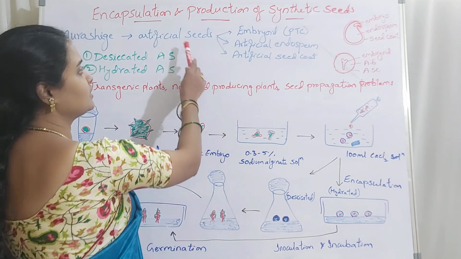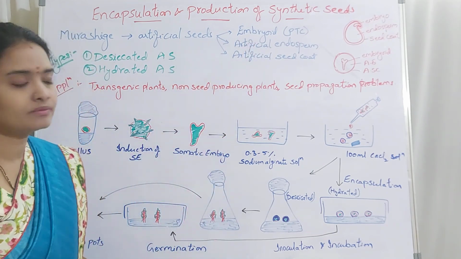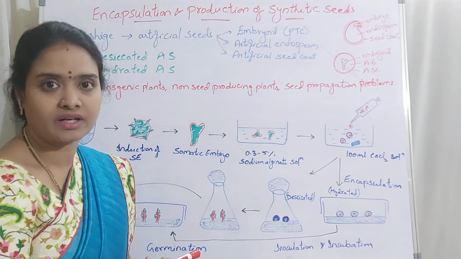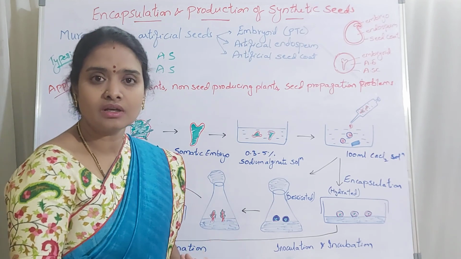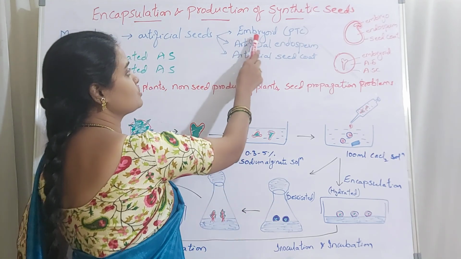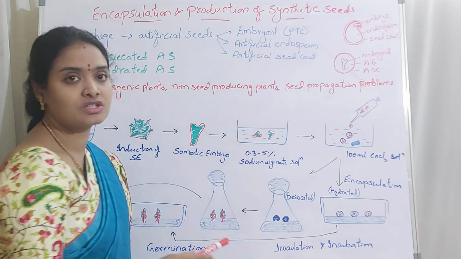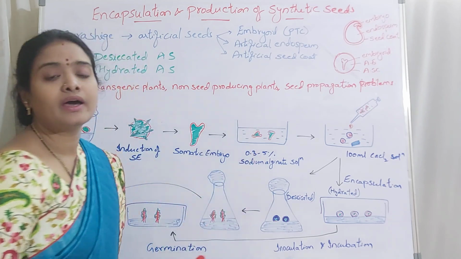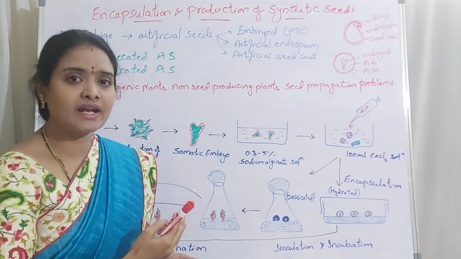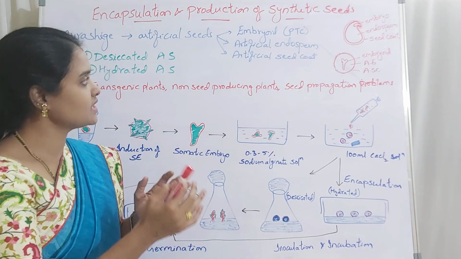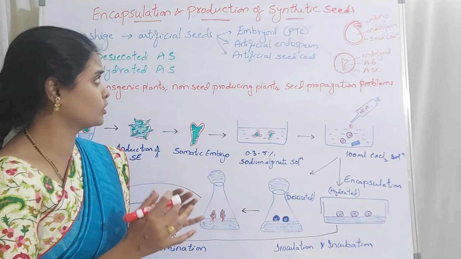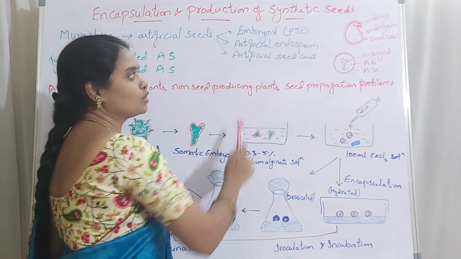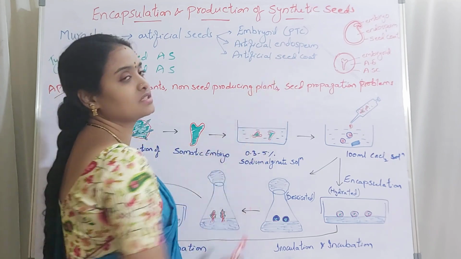Artificial seed mainly consists of embryoid, which is produced by using plant tissue culture. In the last class we have discussed that, right? How you are going to produce or culture the embryos. Okay, so after producing the embryo by using plant tissue culture techniques, these are encapsulated or entrapped with gelatinous substances, right? So as a result it forms a protective coating. So artificial seeds consist of embryoid, artificial endosperm and artificial seed coat.